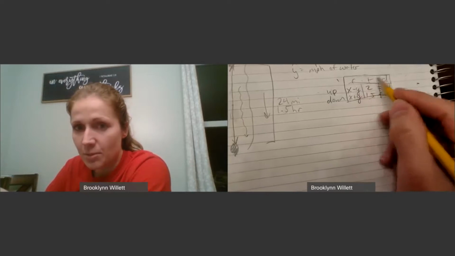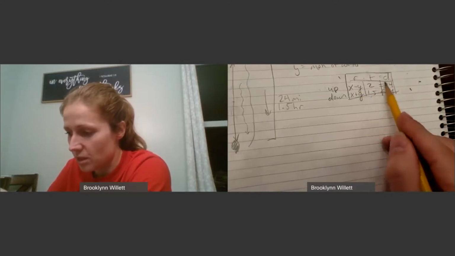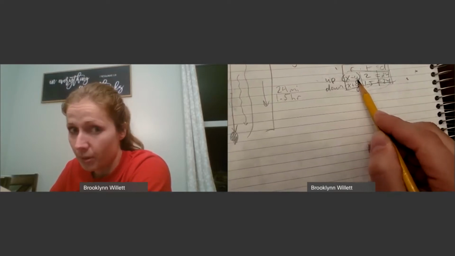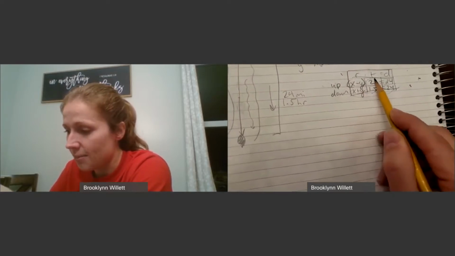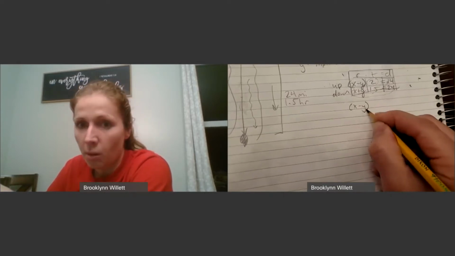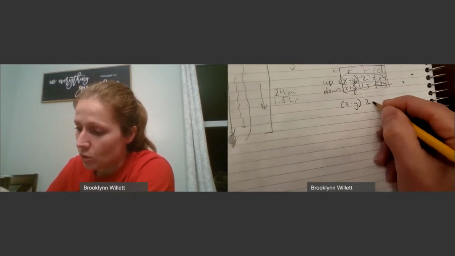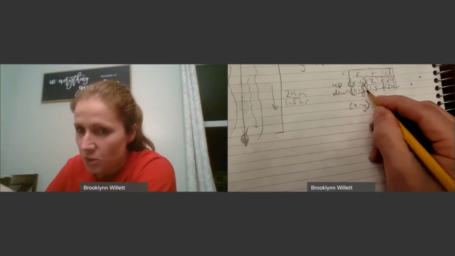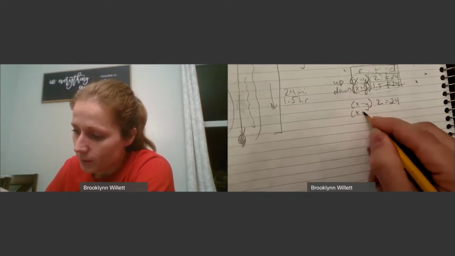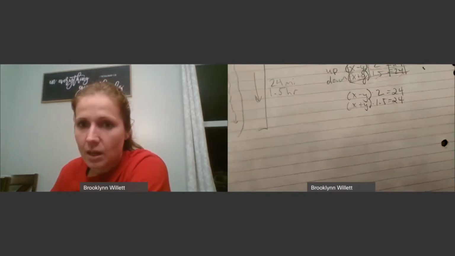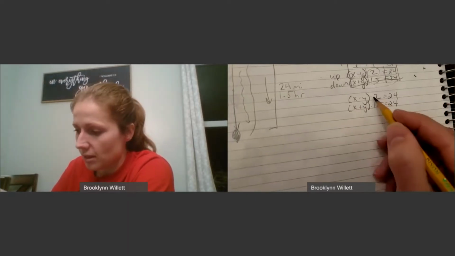If we think about rate times time equals distance, that's what we're going to do with these 2 rows here. This whole rate, notice I'm putting parentheses around it, times the time equals this distance. So I'm going to say X minus Y as a whole times 2 equals that 24 miles. And then the X plus Y as a whole times the 1.5 is going to be 24 again. And then those are your 2 equations.